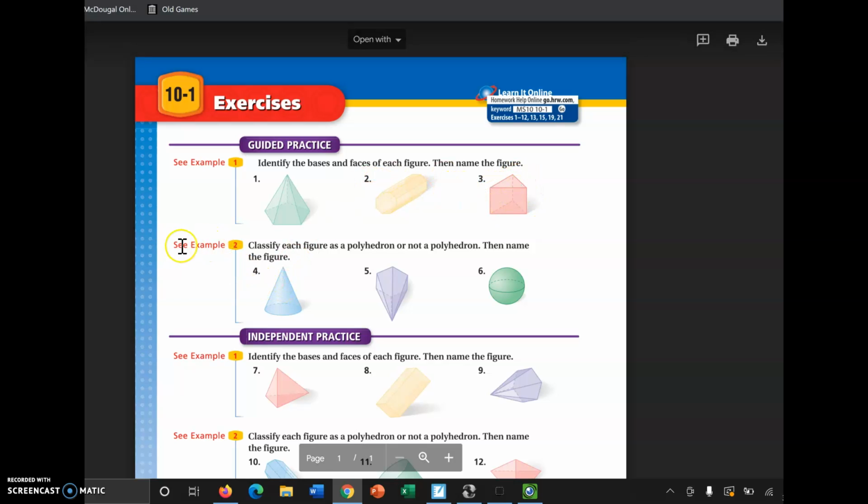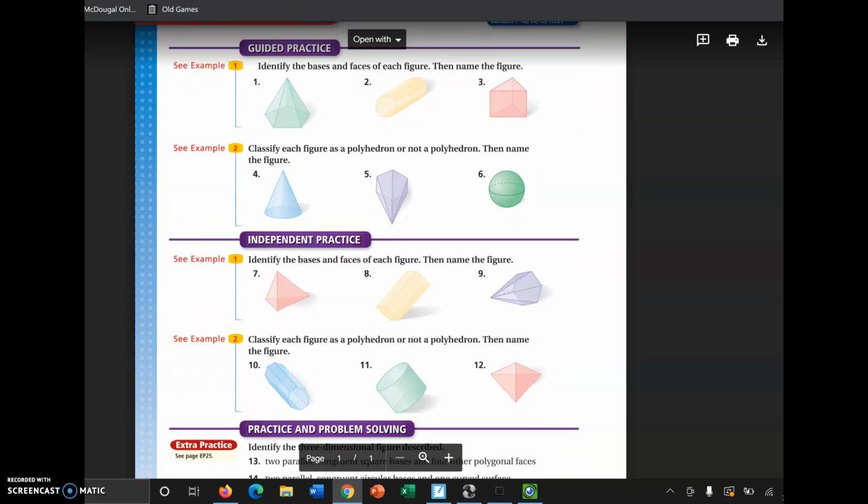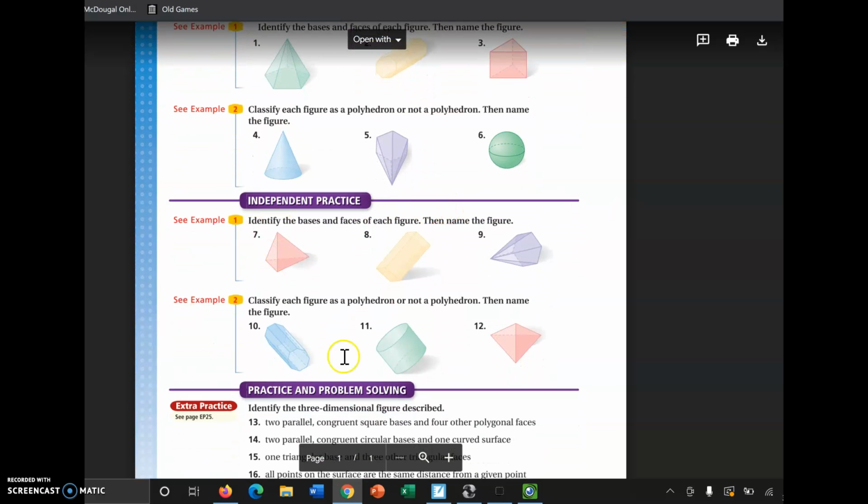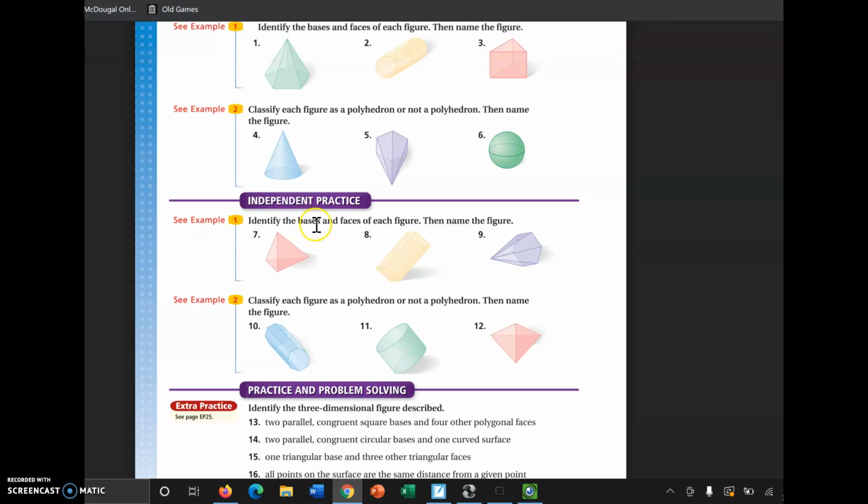Okay, where it says see example 2, it says classify this figure as polyhedron or not. Then name it. Okay, if it's not a polyhedron, it's because there's a circle on it or it's circular. The only one we didn't talk about today is this one that looks like a basketball. That one is called a sphere, and that is not a polyhedron. Okay, and then when you go down and do the rest of these up to, I think we went up to number 12, it's the same thing. You start off with saying what the base shape is, what is the face shape, and then name the figure.